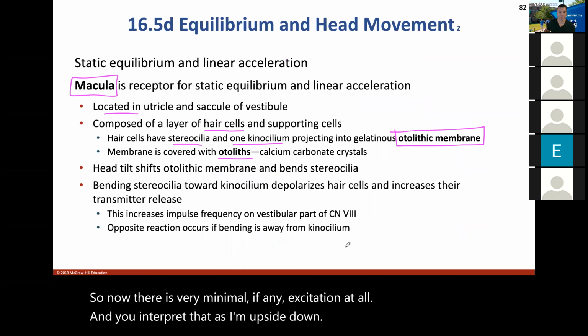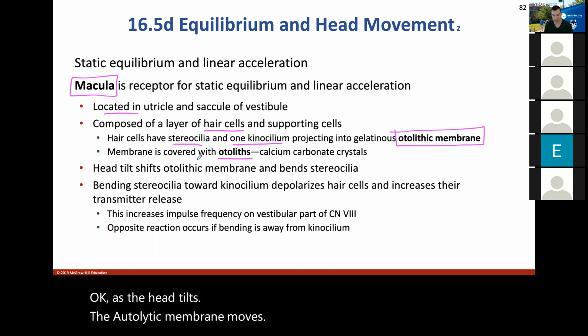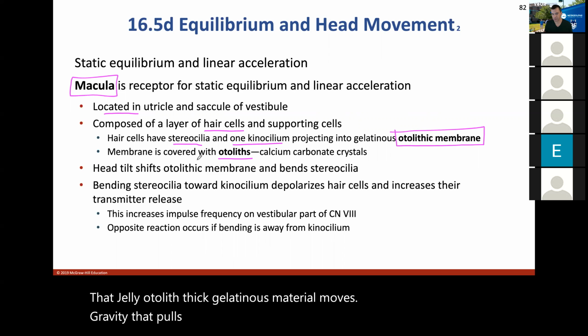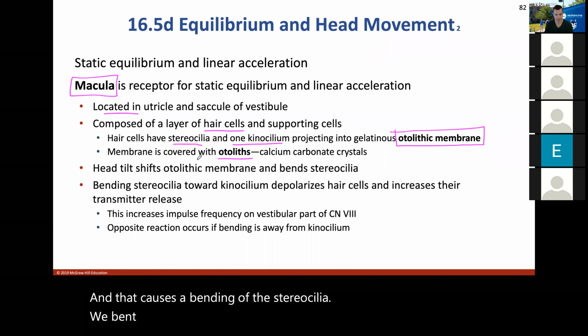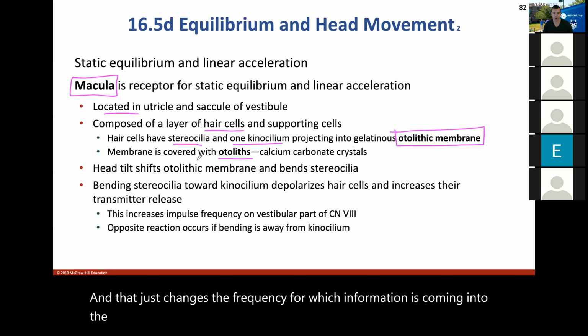All of that is all that nonsense right there. Okay. As the head tilts, the otolithic membrane moves. That jelly otolithic gelatinous material moves against gravity that pulls those otoliths. And that causes a bending of the stereocilia. We bend toward it, we depolarize. We bend away, hyperpolarize. And that just changes the frequency for which information is coming into the brain to interpret where you are.